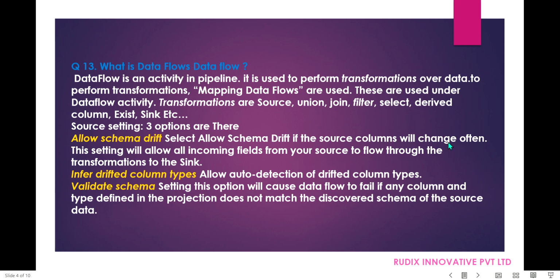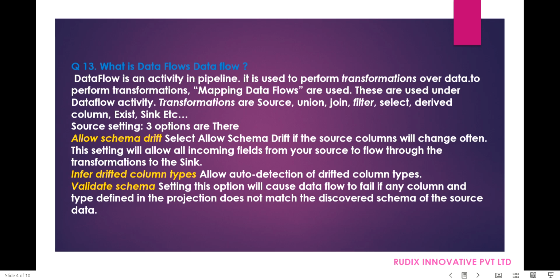We have some source settings. There are three options: allow schema drift, infer drifted column types, validate schema. Allow schema drift: select allow schema drift if the source columns will change often. This setting will allow all incoming fields from your source to flow through the transformation to the sink.